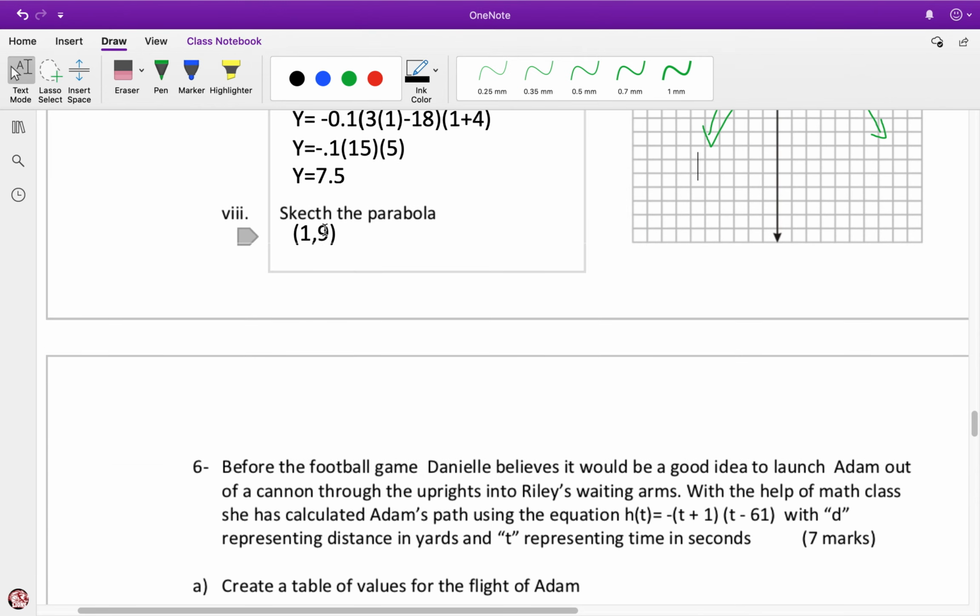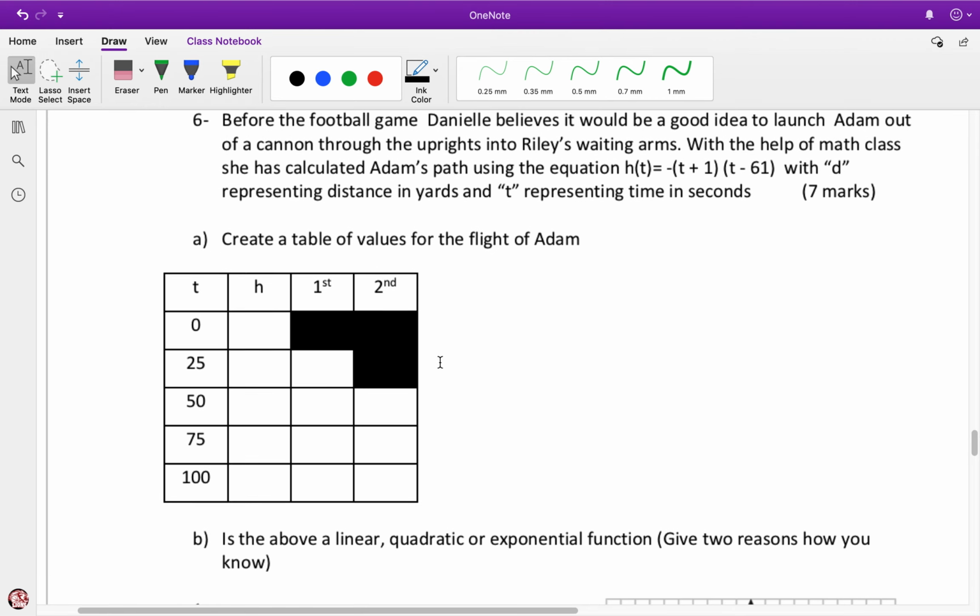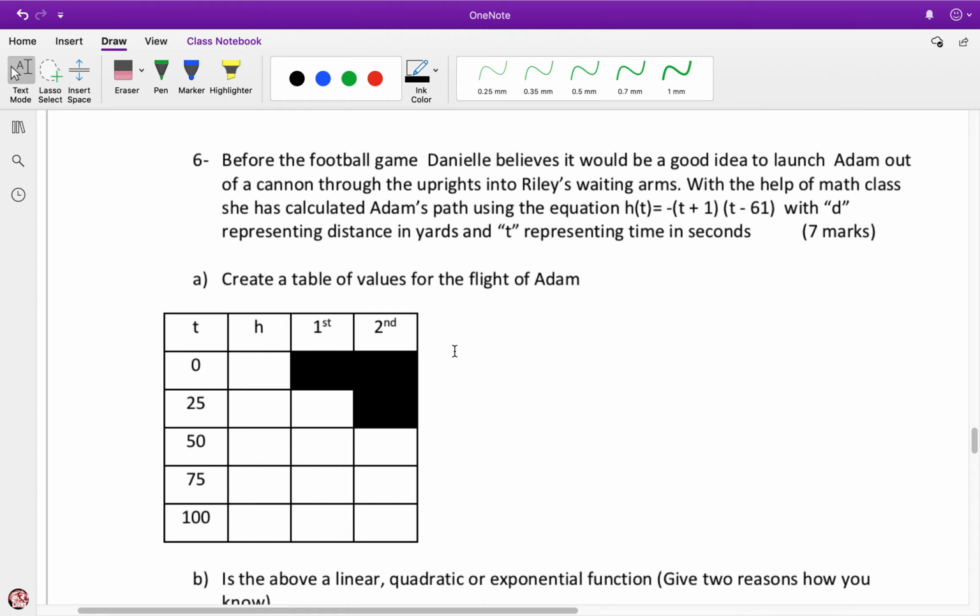I'll fix this up real quick. All right. Now we have our formula of Danielle shooting Adam through a cannon. So all we have to do with this formula is plug in our table values.